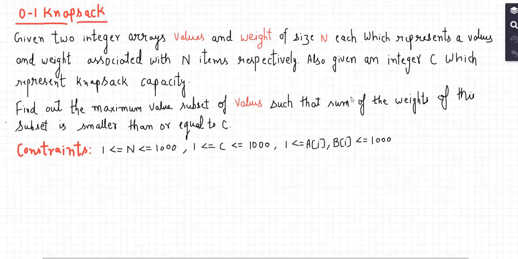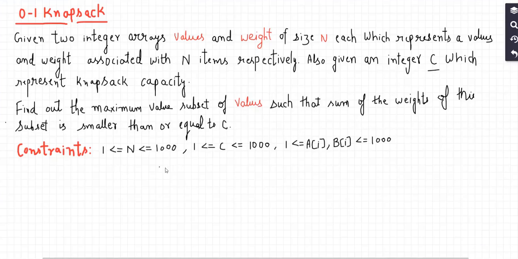We are also given an integer c, which represents the capacity of the knapsack that we have. So we have some knapsack or some container in which we want to put some items out of those n items, and what we want to make sure is that the value of those items is maximized. Also, we have to make sure that the sum of weights of those items does not exceed c, that is the capacity of the knapsack. So we have to find that maximum value.